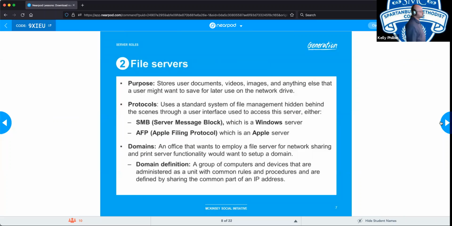File servers store documents, videos, images, anything a user may want to save for later. Main protocols used would be the SMB, Server Message Block, or the AFP, Apple Filing Protocol, for Apple. So those are the two main protocols used by those.